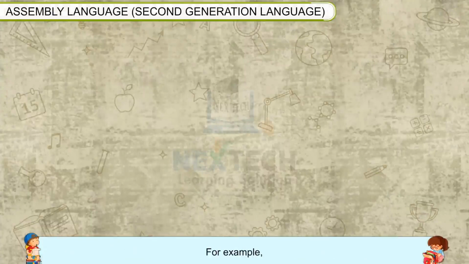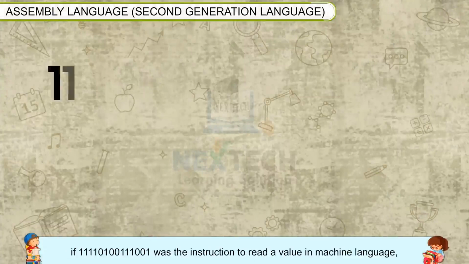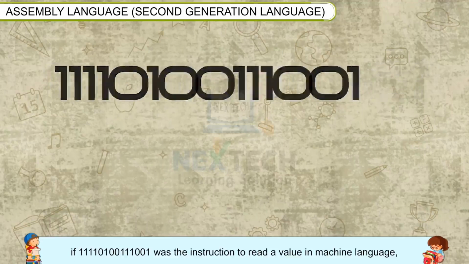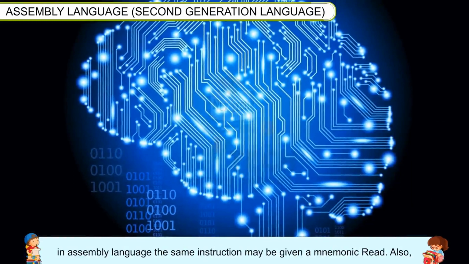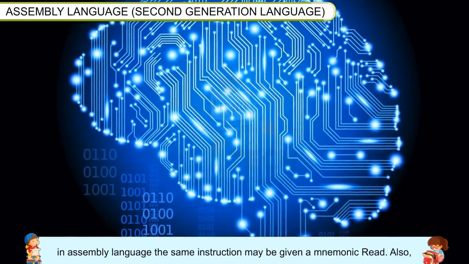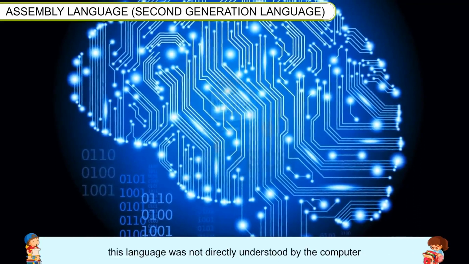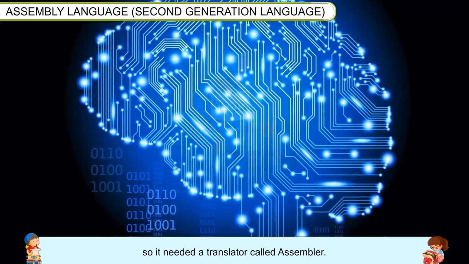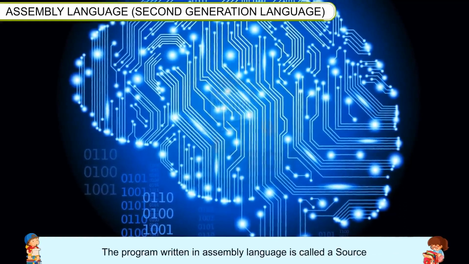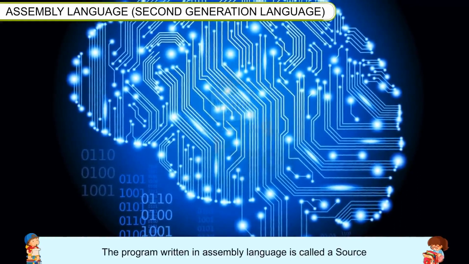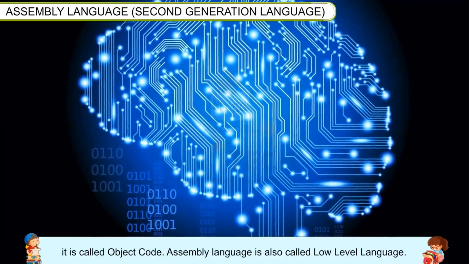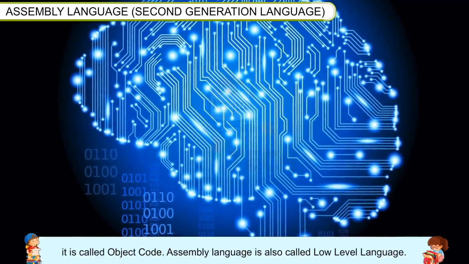For example, if 11110100111001 was the instruction to read a value in machine language, in assembly language, the same instruction may be given a mnemonic read. Also, this language was not directly understood by the computer as the instructions were not in zeros and ones form, so it needed a translator called an assembler. The program written in assembly language is called a source, and once the assembler converts it into machine language, it is called object code. Assembly language is also called low-level language.